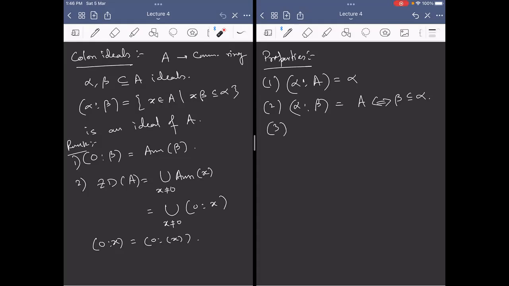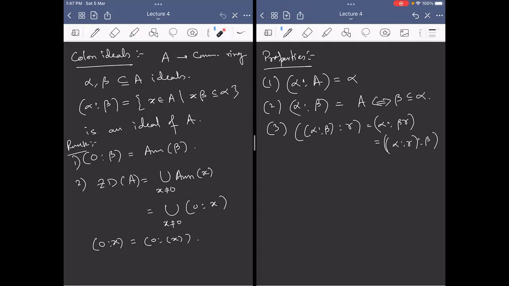The third one says, if you have three ideals and you take the colon of alpha and beta and then gamma, then this becomes the colon of alpha and beta gamma, which is the same as the colon of alpha and gamma, then beta.